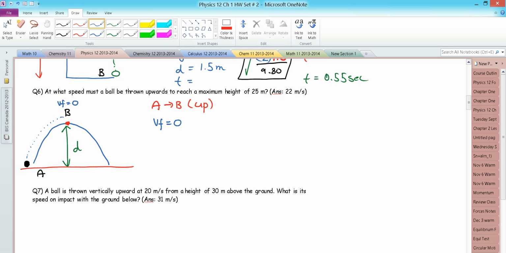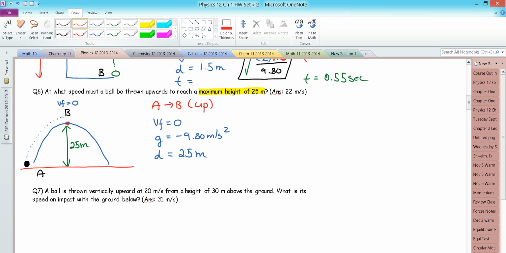Since we're going up, my acceleration due to gravity will be negative 9.80 meters per second squared. And for this problem, I kind of worded the problem wrong. We do know the maximum height. The maximum height for this problem is actually 25 meters. So sorry, I'm going to erase this D right there, and this is going to be 25 meters. And what speed must the ball be thrown upwards at to reach a maximum height of 25 meters?